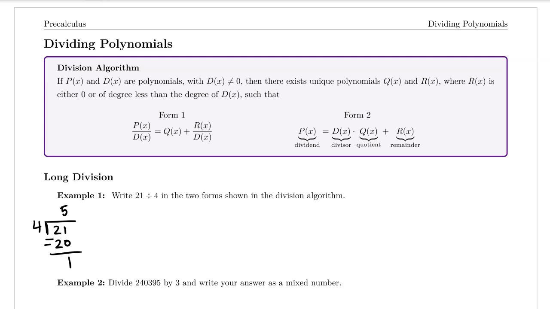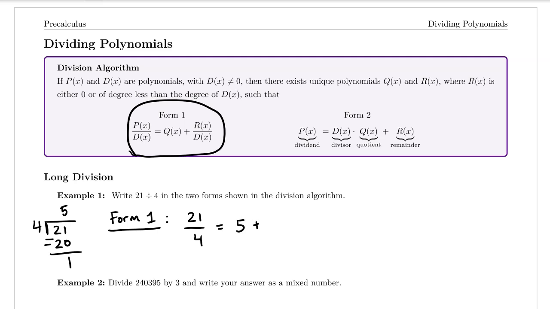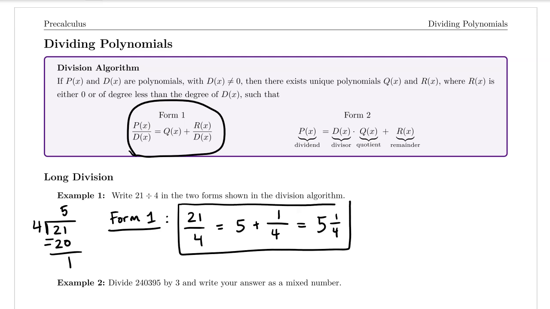Now if we were to write this in form 1, if we were to replicate form 1 here, we would say 21 over 4 is equal to 5 plus our remainder, which in this case is 1, over our divisor, which in this case was 4. And really that's the same thing as a mixed number. This is the same thing as the mixed number 5 and 1/4. So this is all basically form 1.